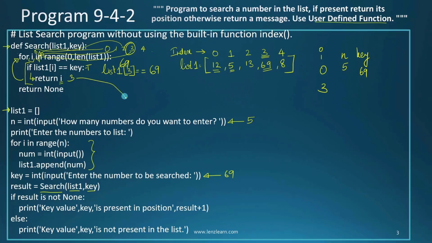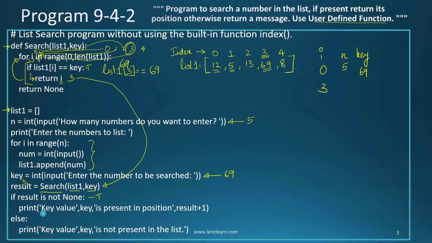So the control will come back to the function call. Now you see the for loop didn't finish, but still you are returning back because your job is done. You identified 69 is actually present inside the list, so you don't have to complete the for loop to search the subsequent terms. Once return is encountered, the control will come out, and now the value 3 will be loaded into result. Now I will check if result is not none. Now we can see the result has value 3, so it is not equal to none. Right, so this will be true.